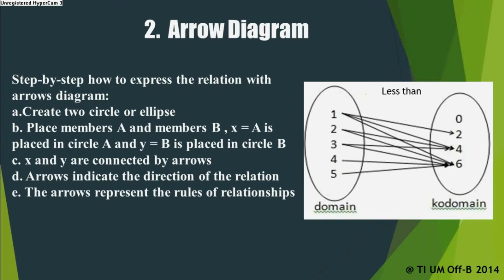This is a row diagram with the relation "less than". You can see the domain has 1, 2, 3, 4, and 5, and the codomain has 0, 2, 4, and 6. You can see 1 is less than 2, less than 4, and less than 6, and 2 is less than 4 and less than 6, and so on.